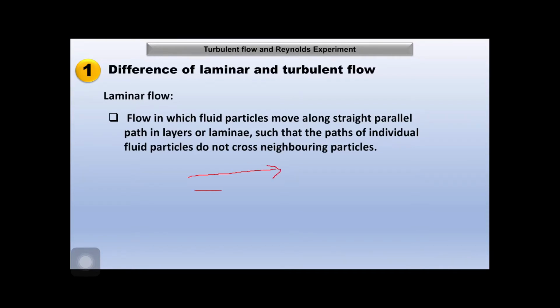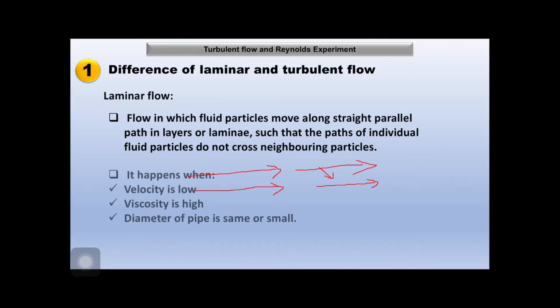Each and every fluid particle is moving along this line, as you can see, and while moving, the fluid particles do not cross from one layer to another layer. That kind of flow is called laminar flow, and it happens when velocity is low, viscosity is high, and the diameter of the pipe is the same or small.